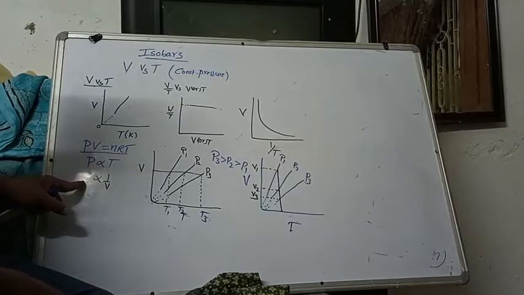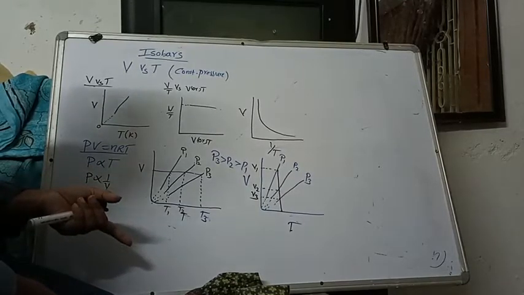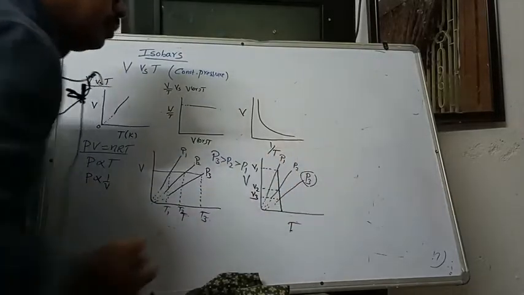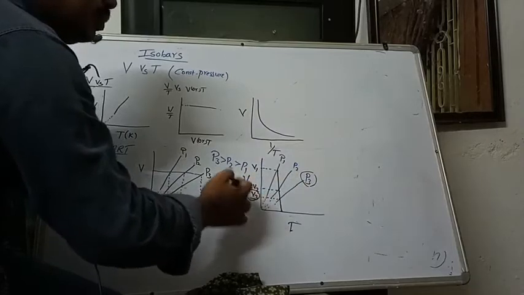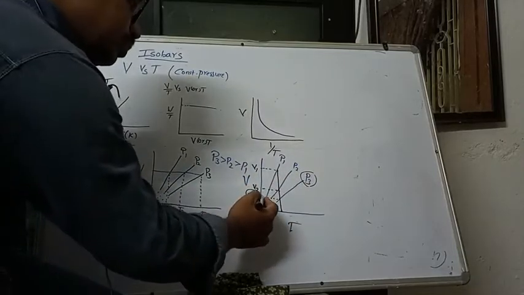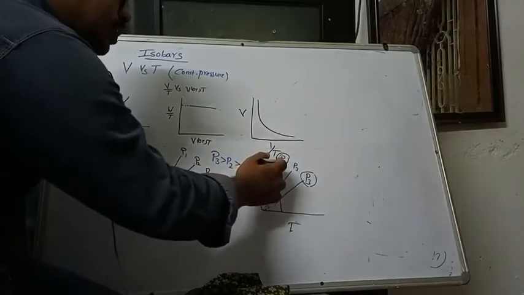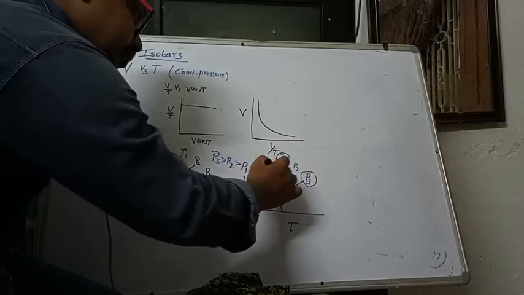That means if you are increasing the pressure, volume what happens? Decreasing or not? See that this is high pressure. At high pressure, this volume what happens? Very low. This is low pressure. Its corresponding volume what happens? It will be more. See that this box.